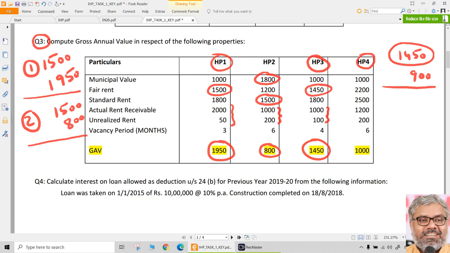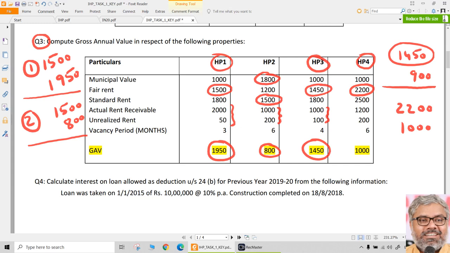Then coming to house property 4. 1000, 2200, 2200, 2200, 2500, same 2200. That is expected rent, whichever is lower. Then 1200 is the actual rent for 6 months, minus 200 means really actual rent received or receivable is only 1000. 1200 minus 200 really, that is actual. Actual means actual only. We should not make our own interpretation of that. 1000 rupees is the actual rent received or receivable, which is lower than expected rent, evident.